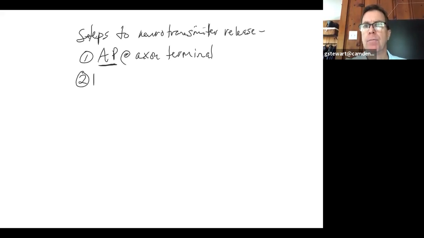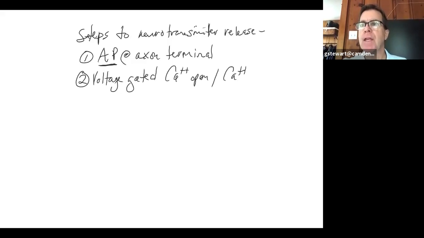Number 2, voltage-gated calcium channels open, and calcium, it's called influxing. It enters the axon terminal. So calcium from outside of the nerve cell then enters that axon terminal.